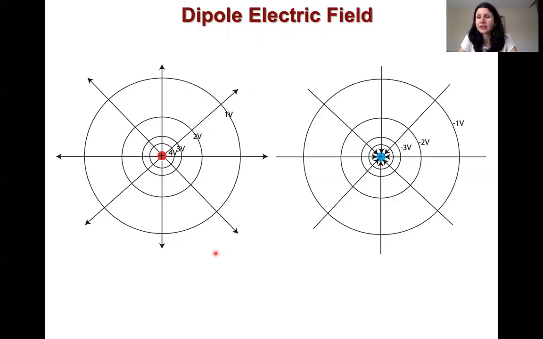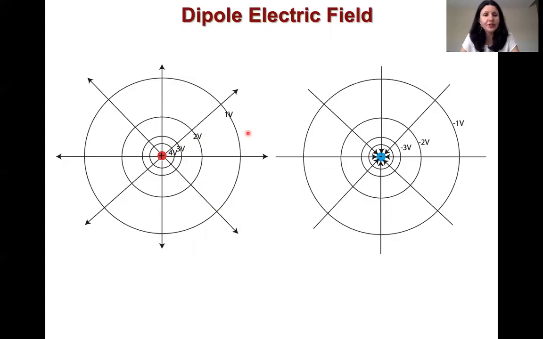Also, we made the relationship between voltage and electric field, that voltage decreases in the direction of electric field. So you see these equipotential lines, which are circles around our point charges. There, the voltage is decreasing in the direction of the electric field. So if we started here with 4, then we went to 3, 2, and 1, and so on.